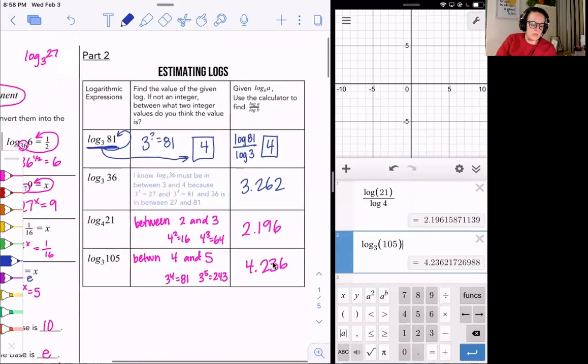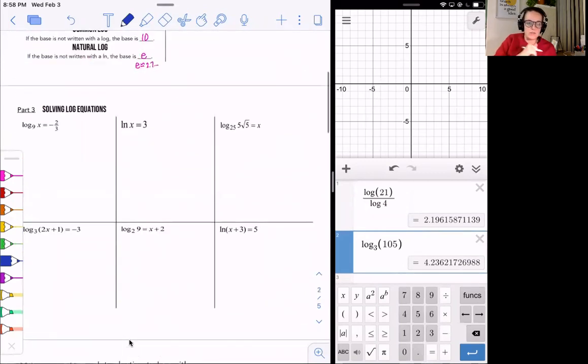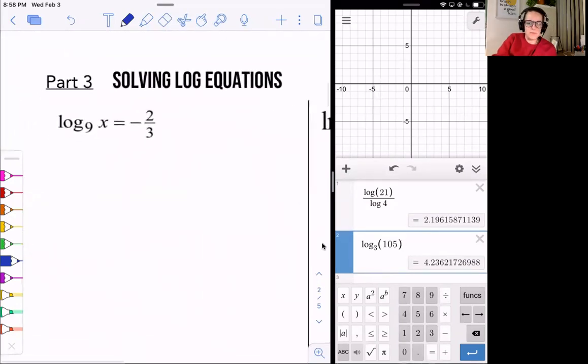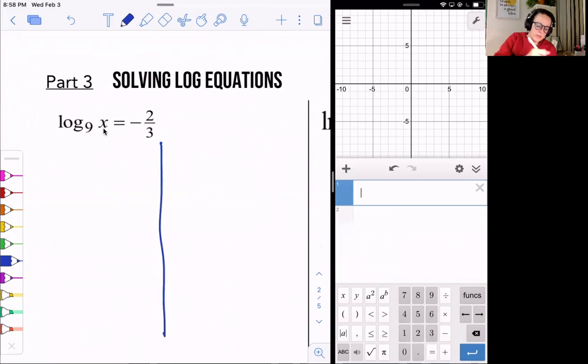Cool. So far we have converted logs from logarithmic format to exponential format, and we've estimated some logs. And now we are going to solve some equations. So let's pop in here. Go ahead and leave my calculator up. In order to solve for x, I'm going to use my same loop-de-loop or power as I was having. So I'll show you both for this first one.